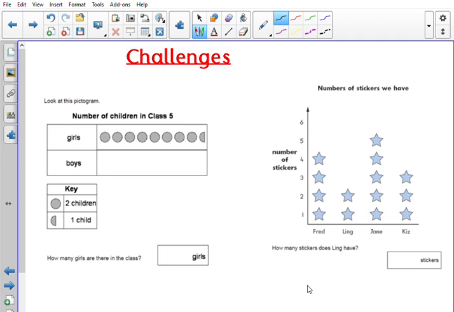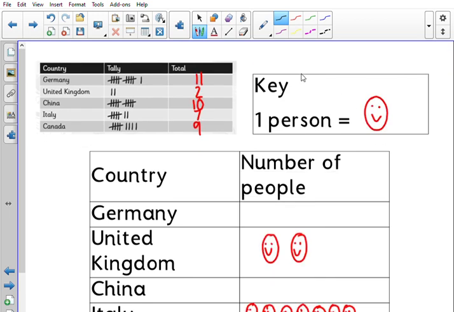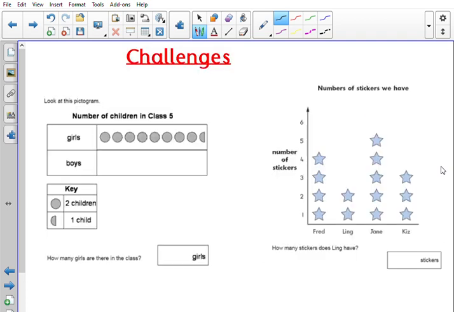What I would like you to do is I would like you to fill out your pictogram using the information that we've given you previously about countries that have sent people into space. You can either have a key for 2 people or you may have a key for 1 person. That's totally up to you. Once you've done that, you can move on to doing your challenges.